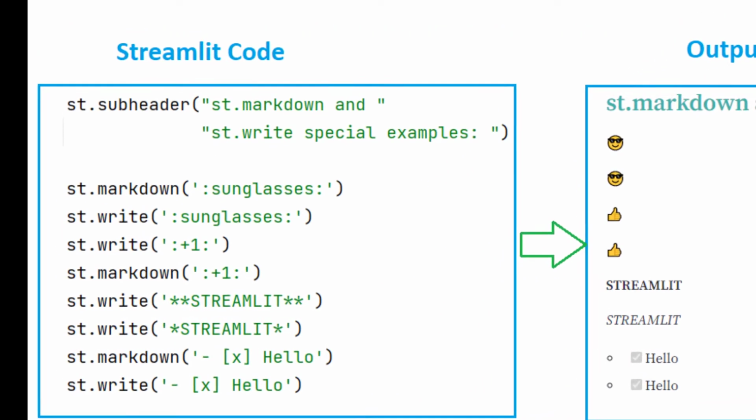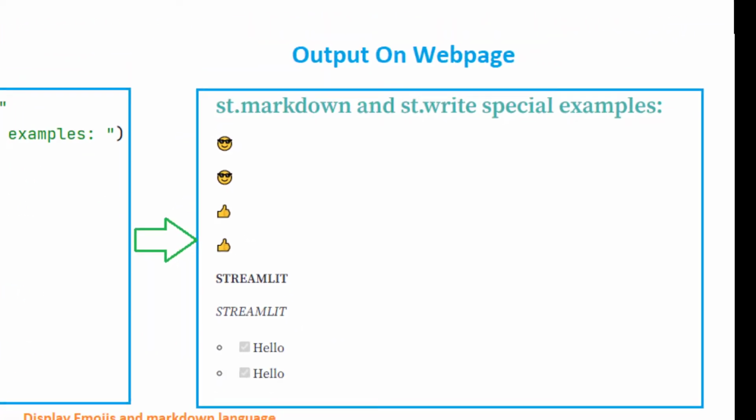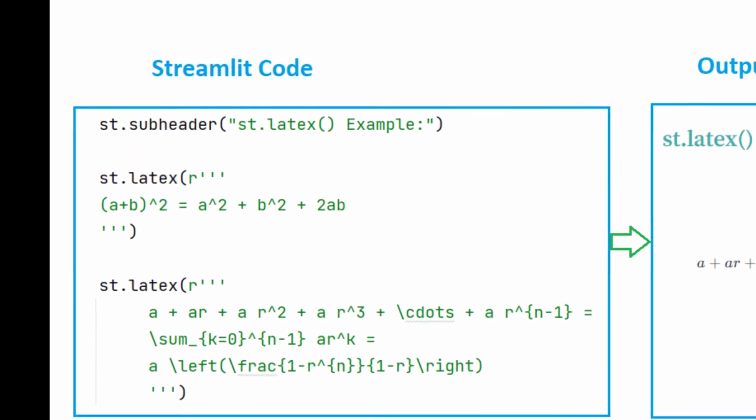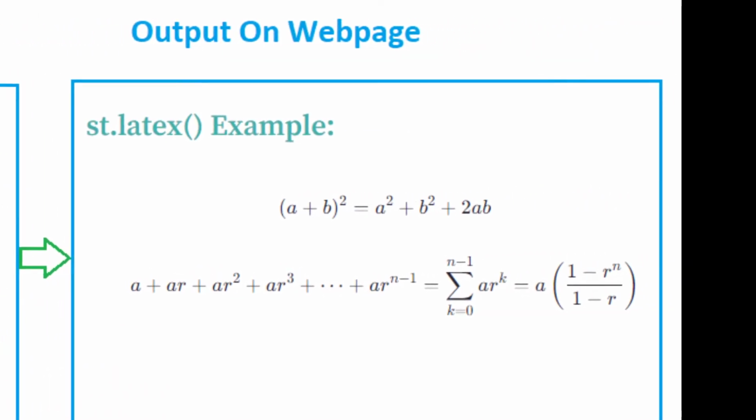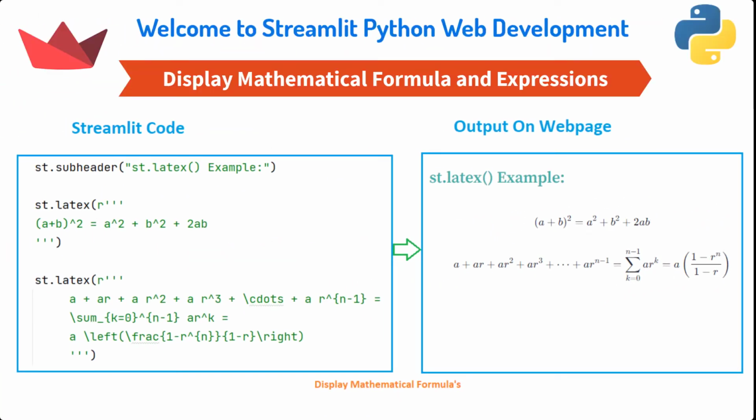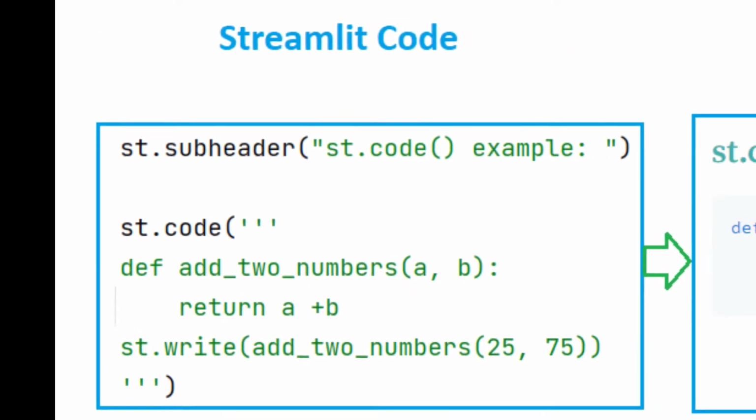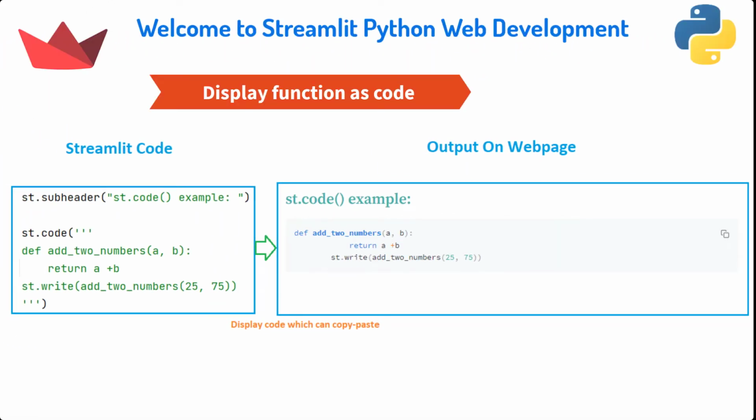To display emojis and markdown languages, we use st.markdown and st.write in Streamlit. In case of displaying mathematical formulas and expressions, we use st.latex. This st.latex is very useful in creating research articles and others. Also, we use st.code to display code on the web, which is easy to copy and paste for reuse purposes.